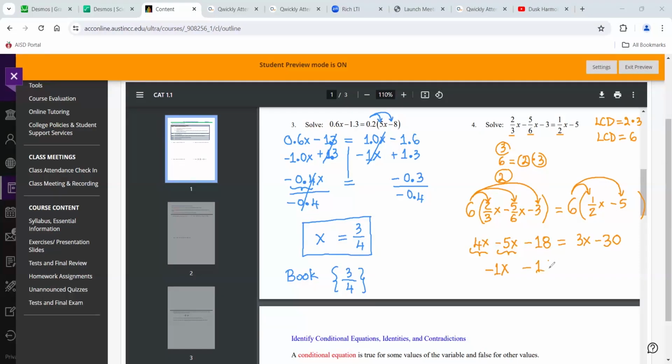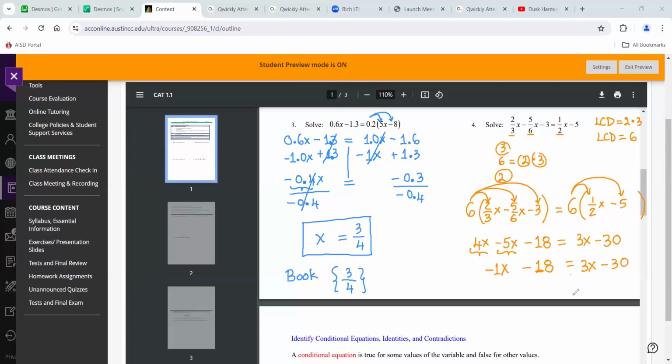Now let's move on to the right side. On the right side, there are only 2 terms. They are not like terms, the 3x and the negative 30. So there's nothing we can do. So I'm going to go ahead and bring down the 2 terms on the right side.